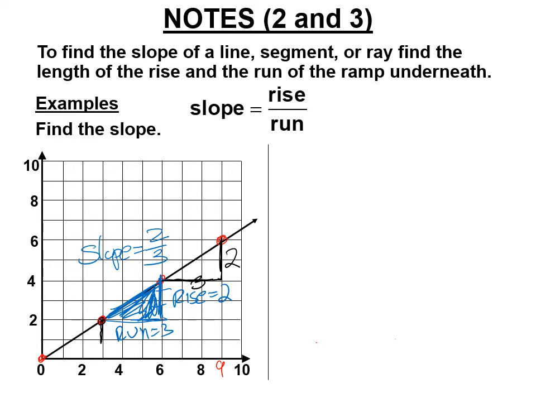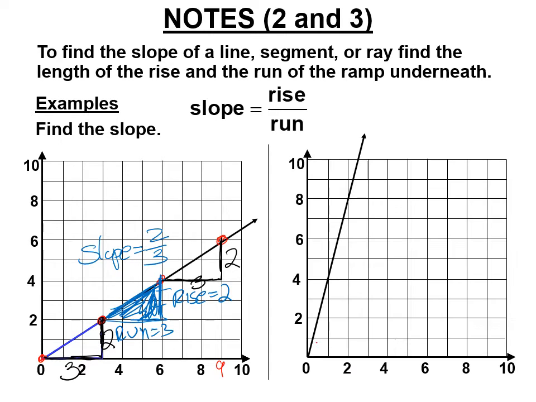I could have gone down to here and straight over to there, and I could have gotten 2/3 that way. The slope of that line is 2/3 everywhere along it. It's a ray because it has one arrow, it's not a line. Lines have 2 arrows, okay? All right, so let's try another one.